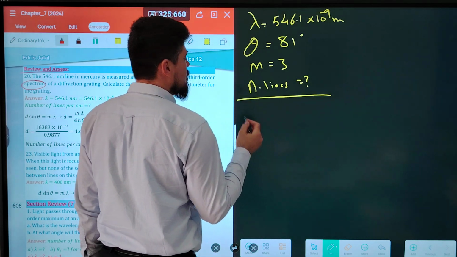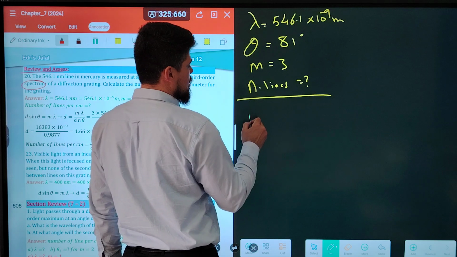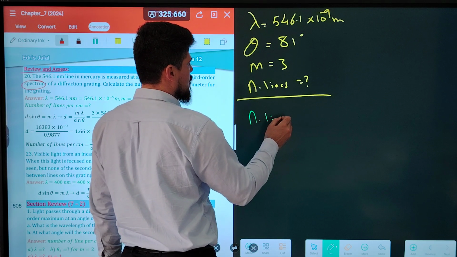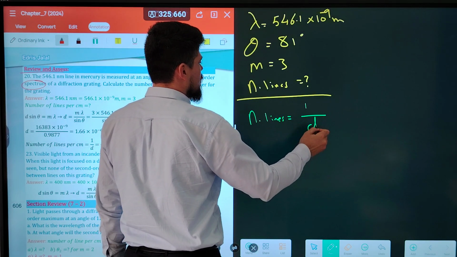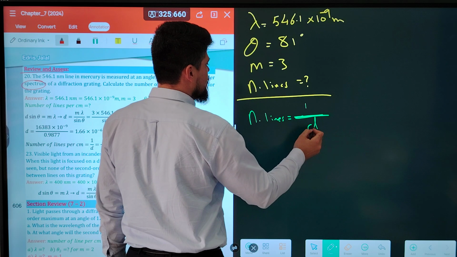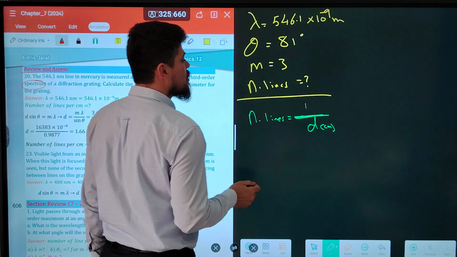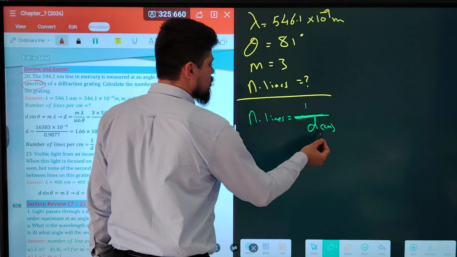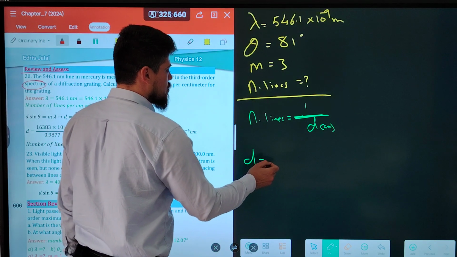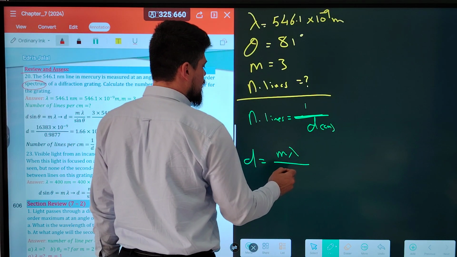Okay. So to determine the number of lines per centimeter, write down the equation: number of lines is equal to 1 over d. Should this d be in meters or centimeters? Absolutely centimeters. Why? Because the question says find the number of lines per centimeter. Now we have to find d. D is equal to m lambda over sine theta.